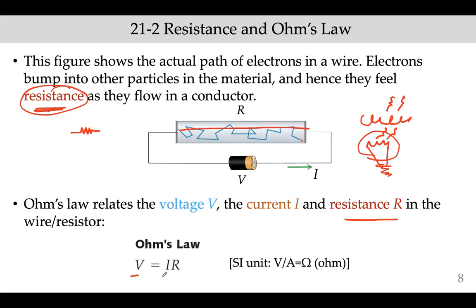V equals IR. It relates the voltage, here basically the voltage coming from the battery, to the current in the circuit and to the resistance of the resistor.